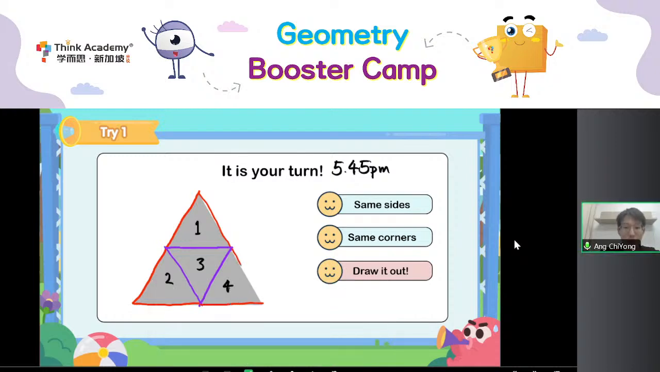So again, regular triangles have same sides, same corners. And to find my triangles in the bigger picture, I need to start from where? Start from the corners and the sides. Very good job.